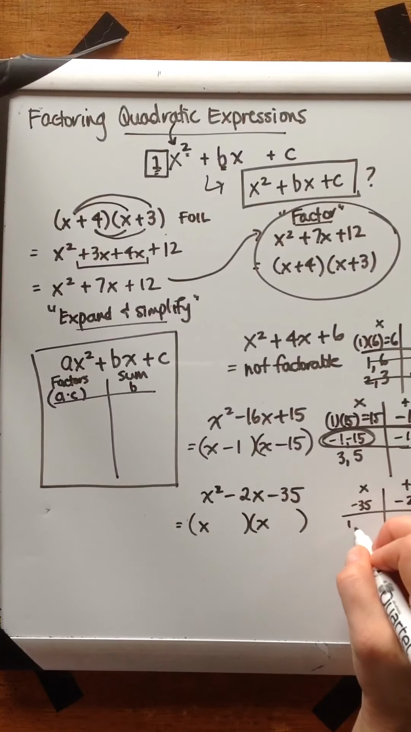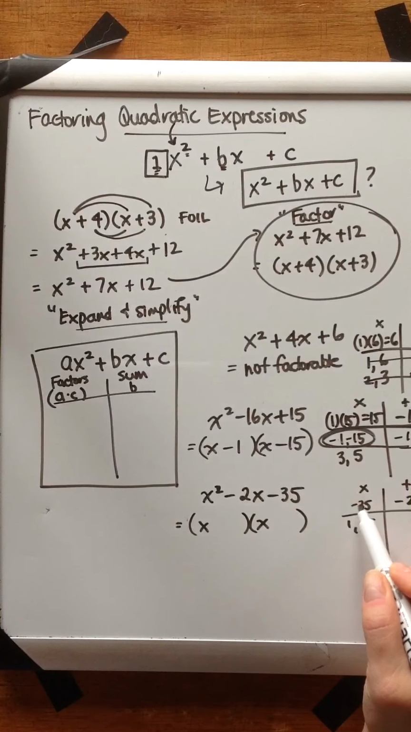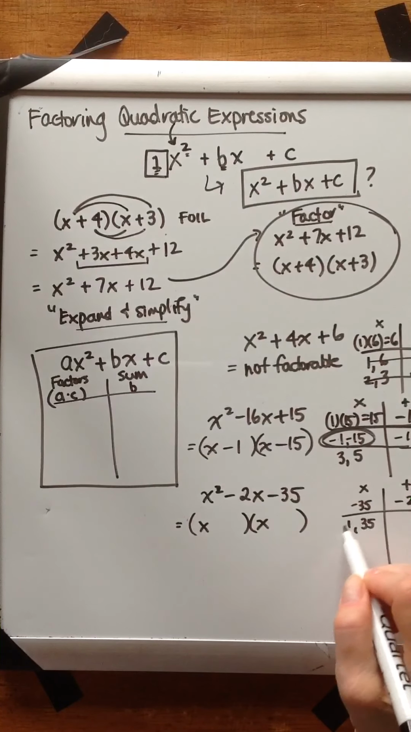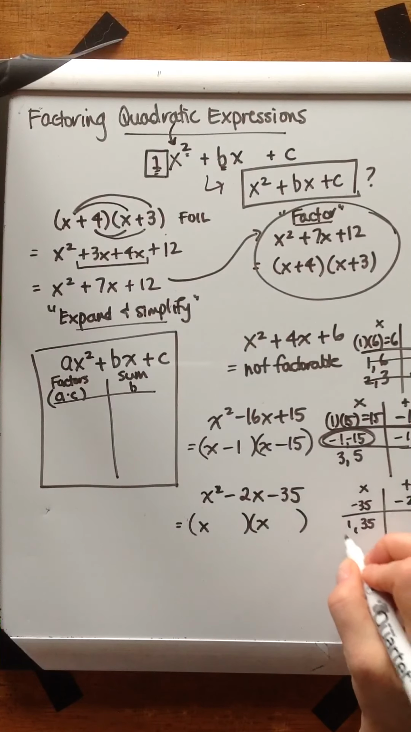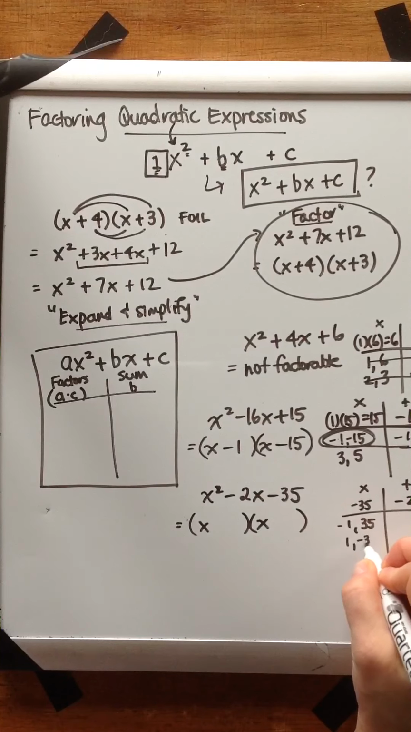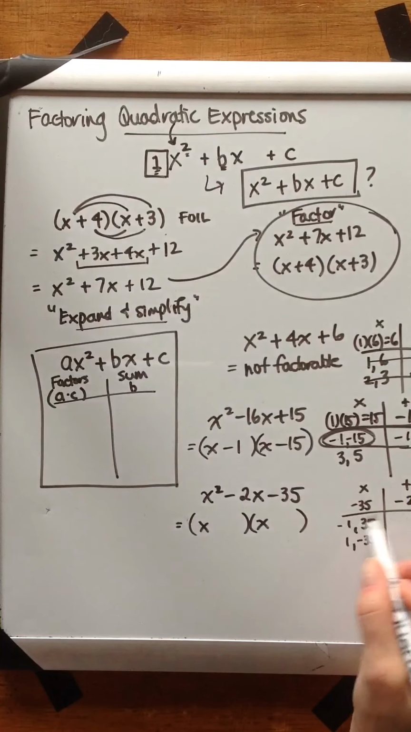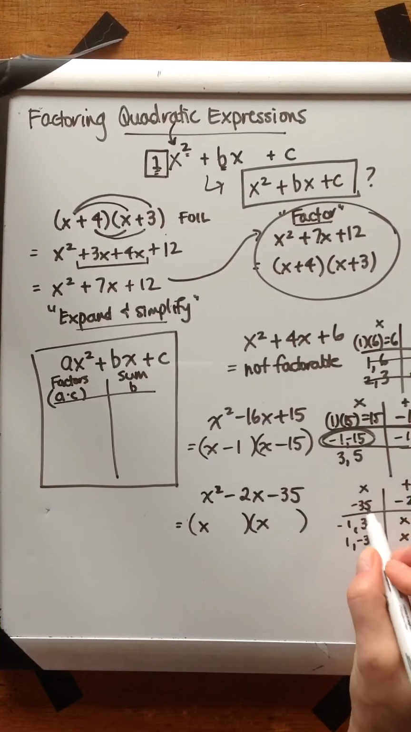So I can start with 1 and 35. Now what's interesting is that if they multiply to give a negative product, that means that one of these must be negative and one of them must be positive. So if I try putting the negative with the 1, and the negative with the 35, those are going to give different sums. So I'm going to explore both of those options. Now, do either of those add to give negative 2? No, they don't. Okay, let's continue on.